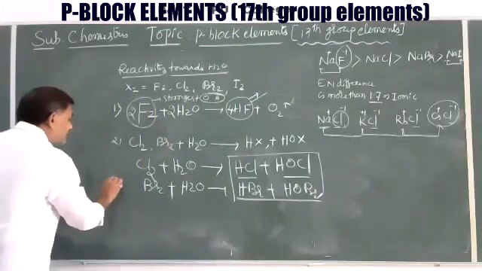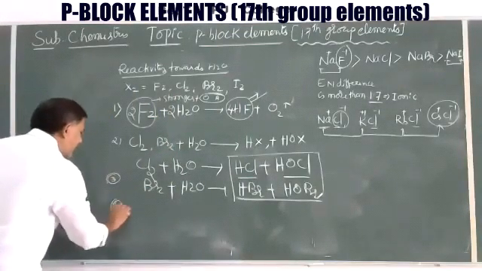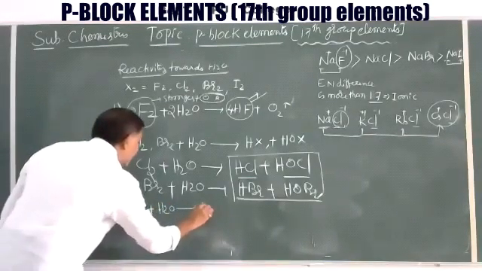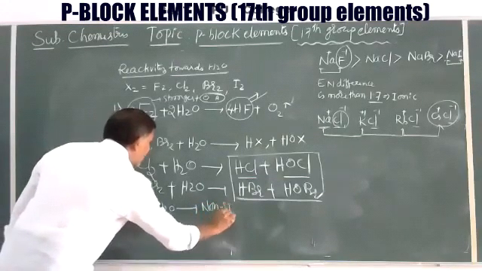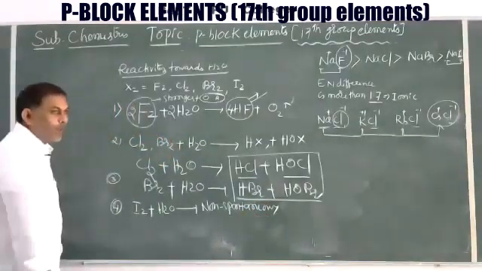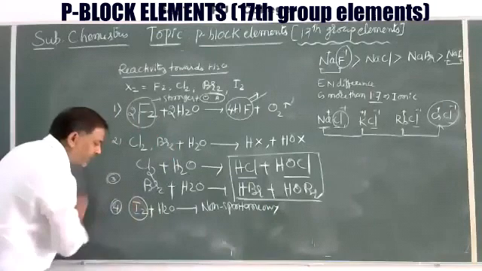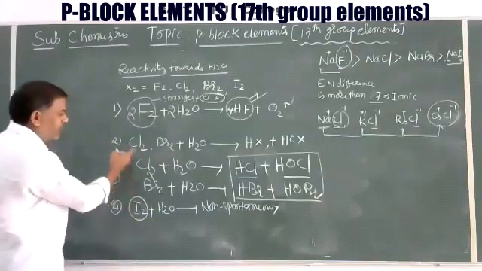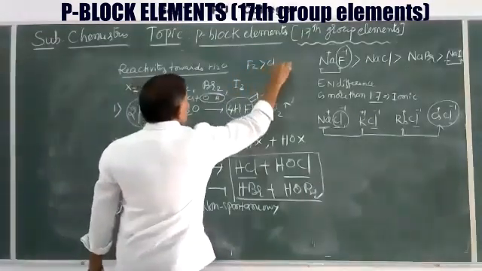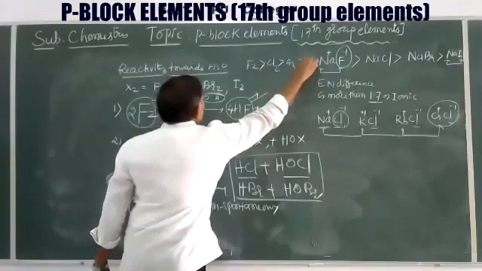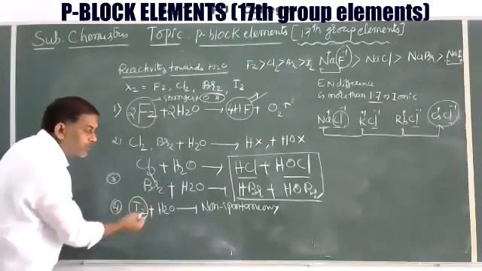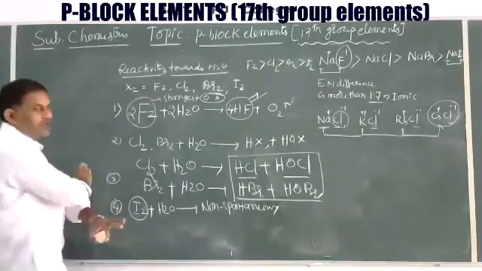But whereas in case of iodine, iodine does not easily react because it is a non-spontaneous reaction. Why is it non-spontaneous? Because the reactivity of iodine is less compared to bromine, chlorine and fluorine. So the reactivity order is more for fluorine than chlorine, than bromine, than iodine. That's why iodine does not react easily with water, non-spontaneous, but the reverse reaction takes place.